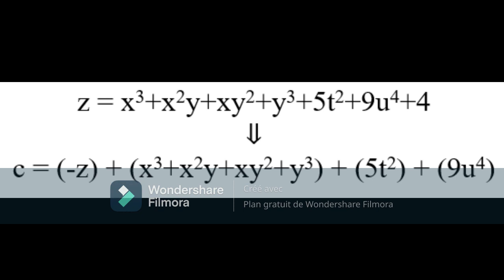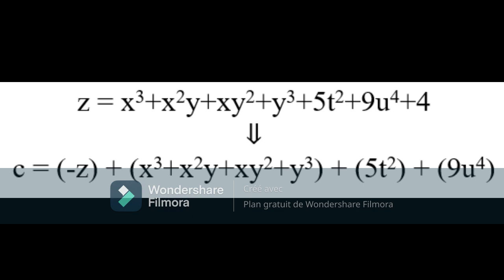The method enables us to process more complex examples. Let us suppose we wish to enumerate prime numbers z of the form x to the power of 3 plus x to the power of 2 multiplied by y plus x multiplied by y to the power of 2 plus y to the power of 3 plus 5 multiplied by t to the power of 2 plus 9 multiplied by u to the power of 4 plus 4.